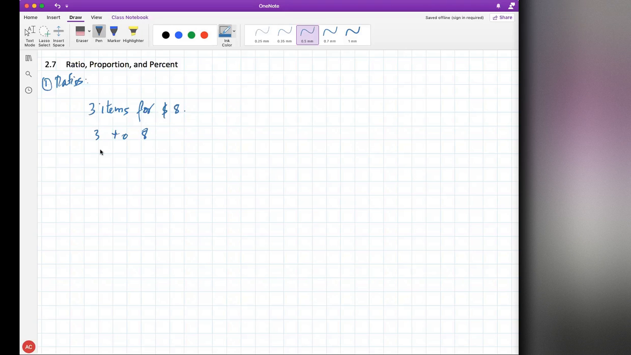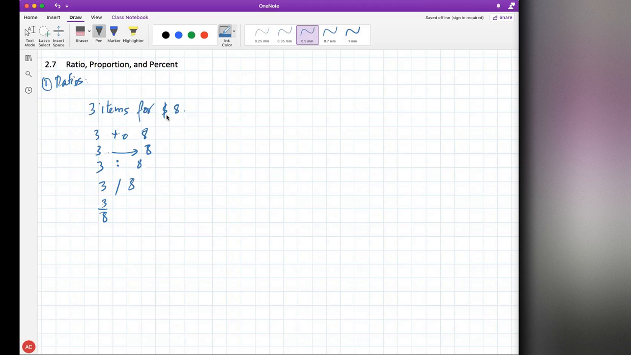So 3 to 8, we can also use an arrow, or use the actual symbol of a ratio, just these two dots, colon like this. So we say 3 to 8. That's the symbol for ratio. You may also use fractions like this, or division like this, or an actual fraction like 3 over 8. So all these basically mean the same thing. They all refer to the same thing. So we call that ratio.